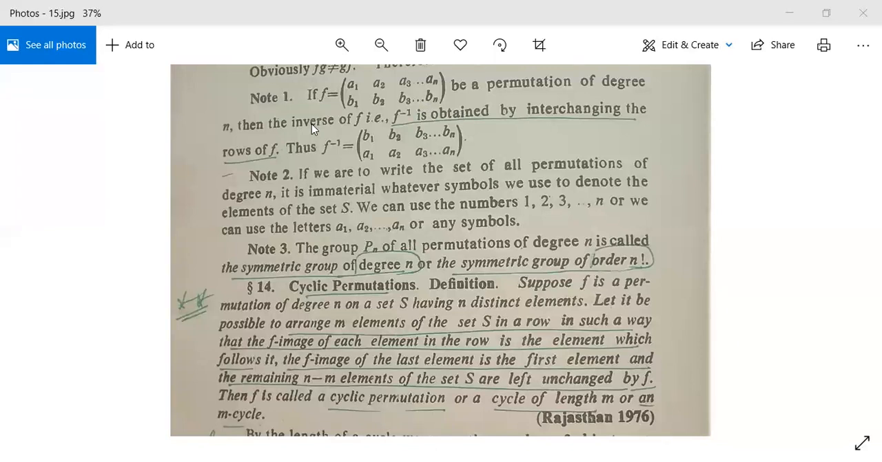ठीक है, आवाज आ रही है। अब देखो, नोट 1: परम्यूटेशन में क्या है। If f is equal to a1 a2 a3 so on an, b1 b2 b3 so on bn, ये जो b1 b2 b3 so on bn है, this is a rearrangement of these elements। इनमें से कोई होगा जो ऊपर के एलिमेंट्स के बराबर है, but all of them are different.